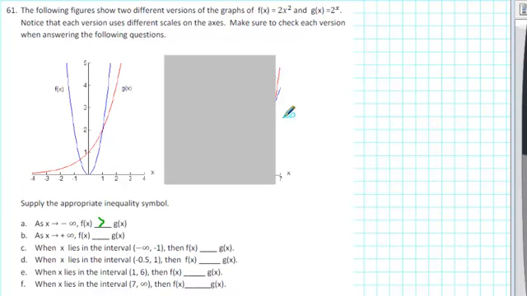When we look at the right end of the second figure, we notice that the blue graph is below the red graph. That indicates that f of x is less than g of x as x goes to positive infinity.